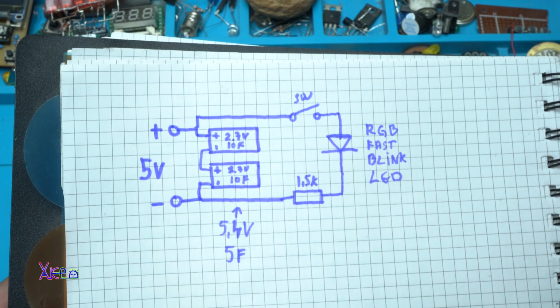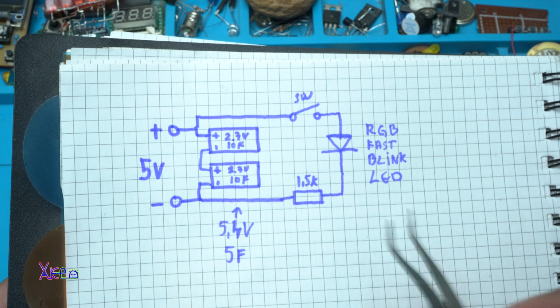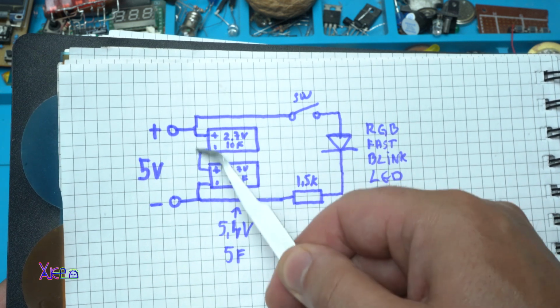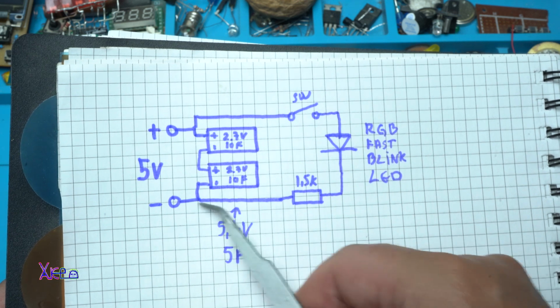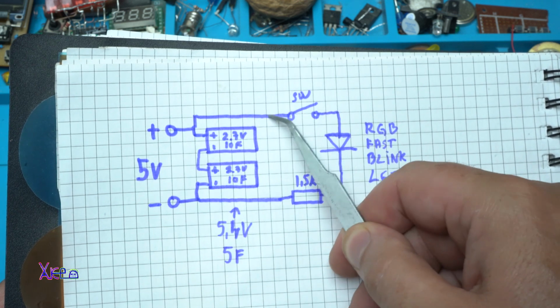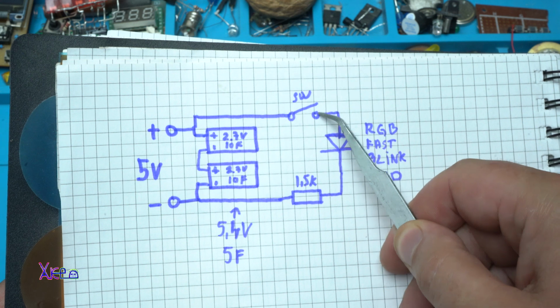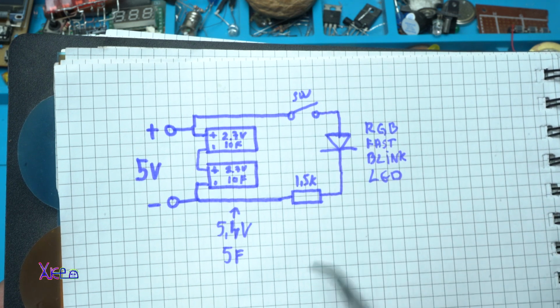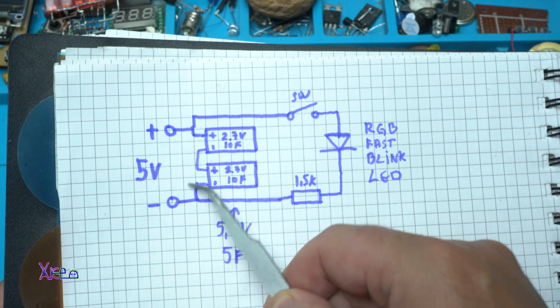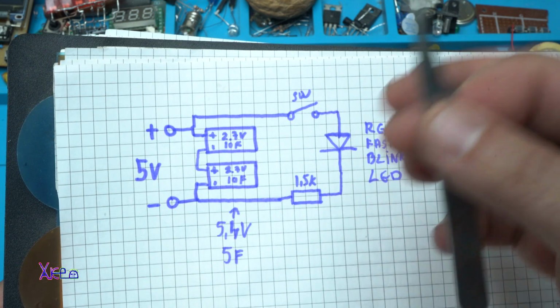And here is the circuit diagram. We have 2 supercapacitors connected in series. We have positive and negative wires, the positive going through the switch to the positive side of the LED, the negative side through a resistor going to the negative side of the supercapacitor. Very simple circuit.